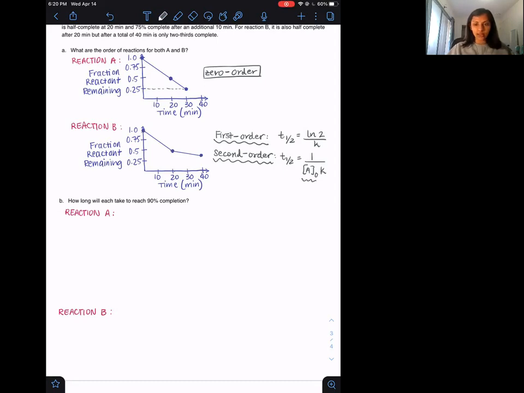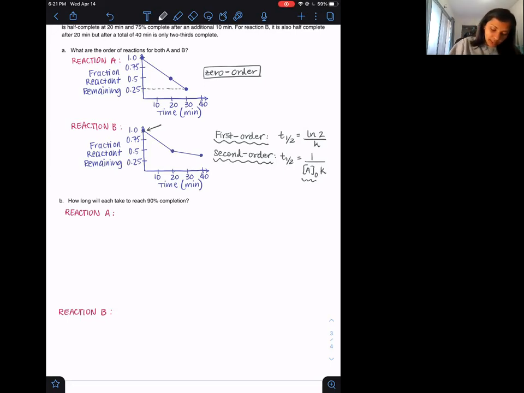We can test to make sure that reaction B is a second order reaction by plugging the data points that were given into the half-life equation. For example, from the first time point, we can determine that at t equals 0, the half-life is 20 minutes, since it takes 20 minutes to get to half of the reactant concentration.